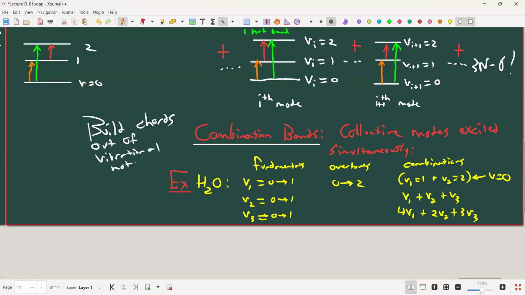All right. So when you guys do the SO2 homework or the SO2 lab in the third rotation, you'll actually see these combination bands start to appear as well.